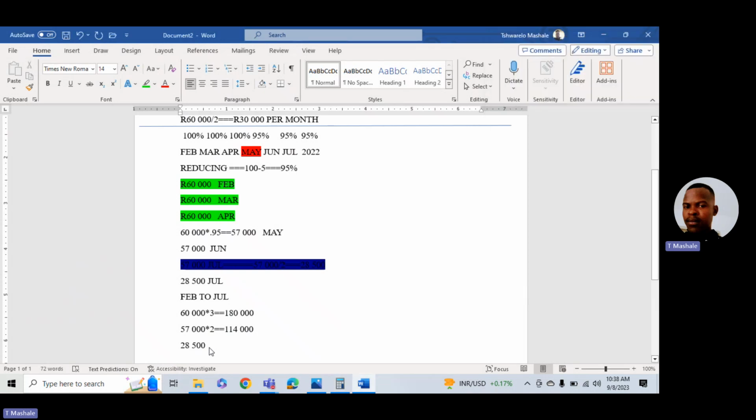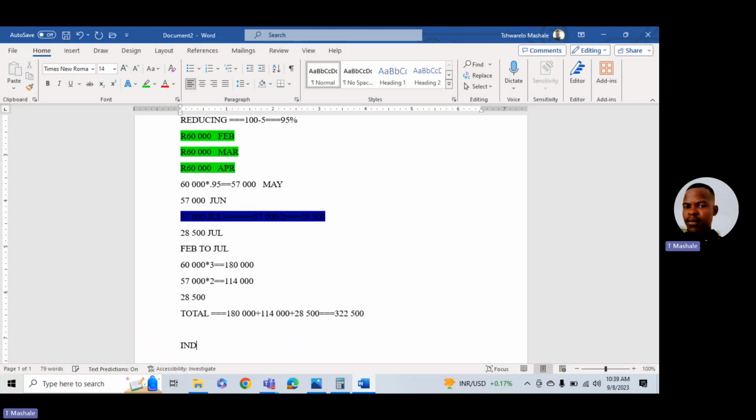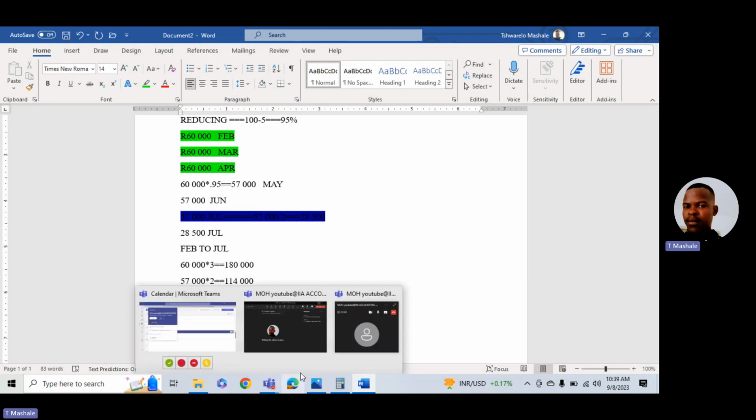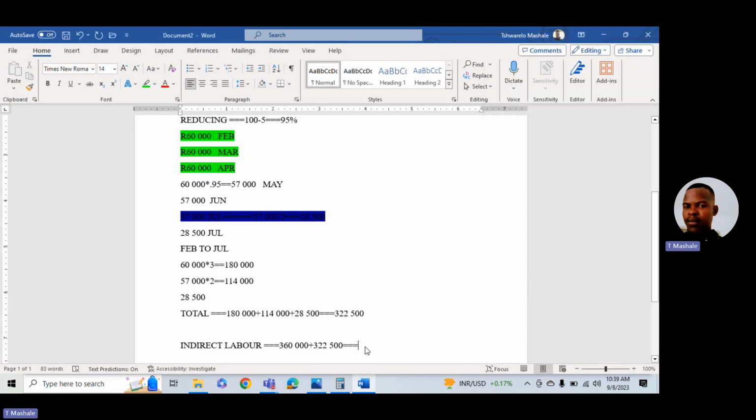That will give me 322,500. So that will be the total, which we took 180 plus 114 plus 28,500, giving us 322,500. So the total indirect labor that is to be recorded will have to be the 360 for the first half, plus the 322,500 for the second half, giving us the total of how much? That will be 360,000 plus 322,500, giving us 682,500. Thank you.